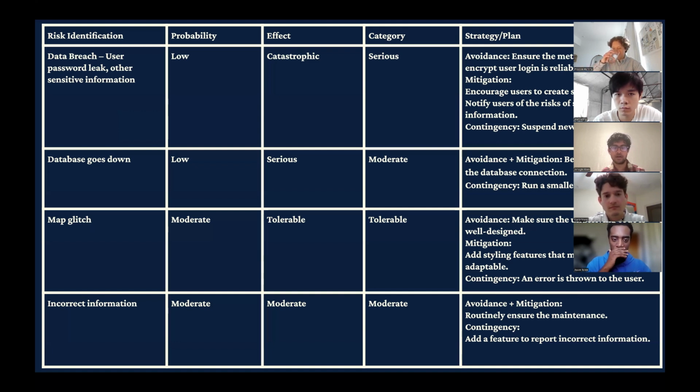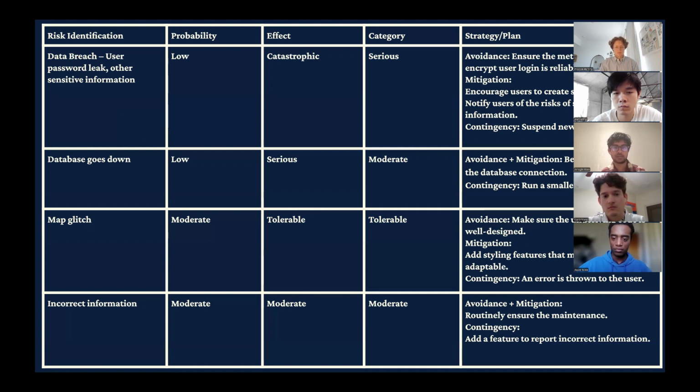So for each risk, there's avoidance, mitigation, and contingency plan. And the avoidance would be just to make sure that the login method is safe. That would be, just like we said, the Clerk API. Mitigation is just in general recommending strong passwords. And the contingency plan would be, if everything gets jeopardized, you want to suspend the new login so no more information is in trouble.